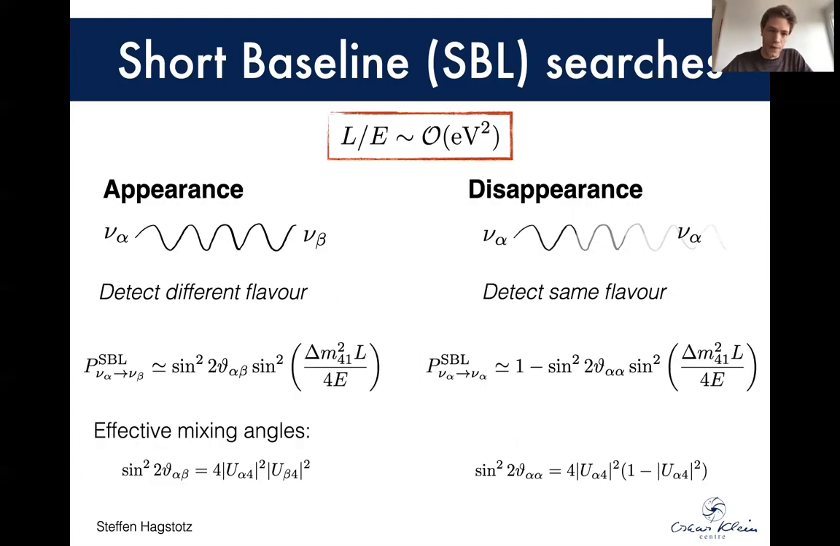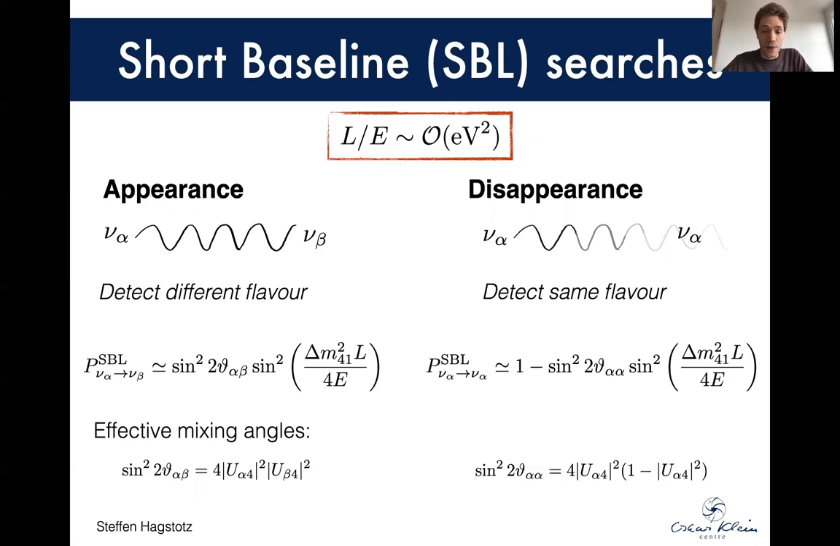So there are two different general setups. You can either measure the appearance of a given flavor. That means that you create, for example, muon neutrinos, and you actually measure electron neutrinos that were converted from these muon neutrinos. The big advantage here is that the background can be very, very small. The problem is that the signal usually is also very small. And in terms of steriles, what you're measuring with these experiments is a combination of the mixing with these two flavors, the one that you create at the source and the one that you detect.